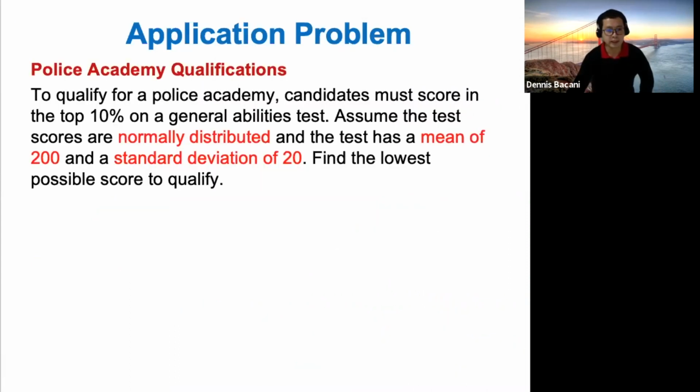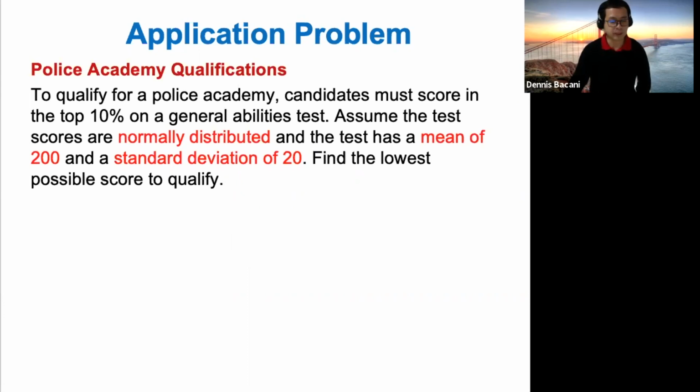So let's say that to qualify for a police academy, candidates must score in the top 10% on a general abilities test. So we assume that the scores are normally distributed, and the test in this case has a mean of 200 and a standard deviation of 20. So let's find the lowest possible score to qualify for this police academy.